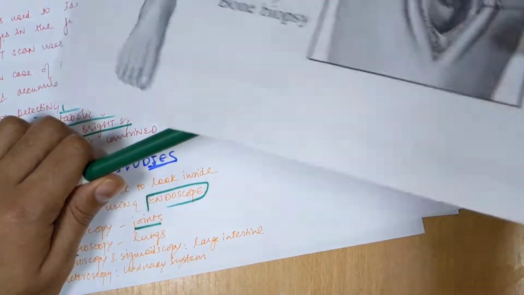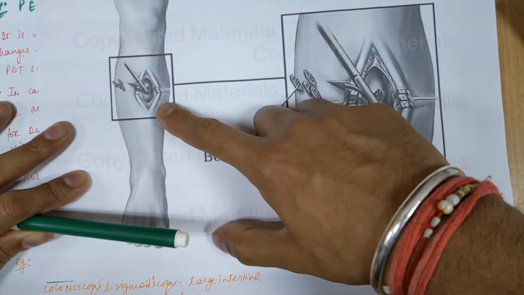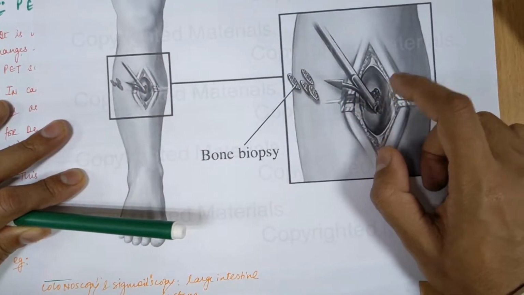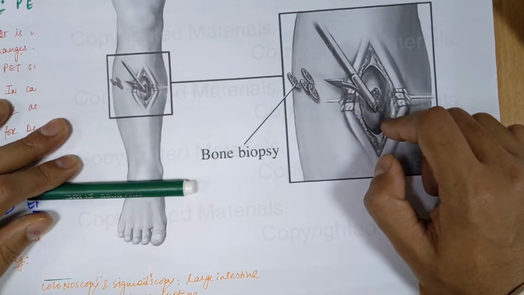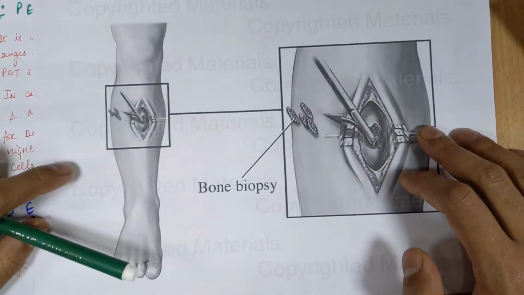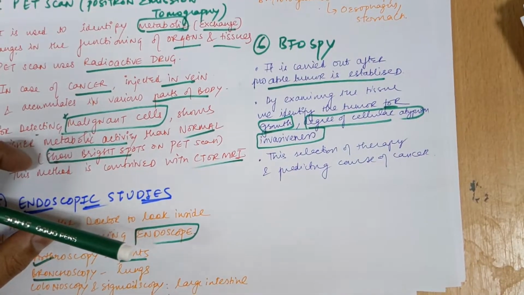You can see this biopsy image, a bone biopsy is done. A needle is pressed in, and some bone tissue is removed and further examined under the microscope. This is the closed bone biopsy. So these were the diagnostic methods. Thank you.